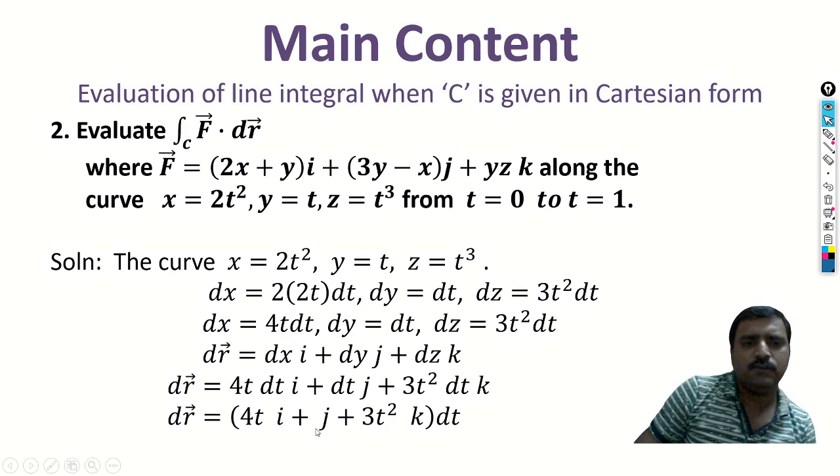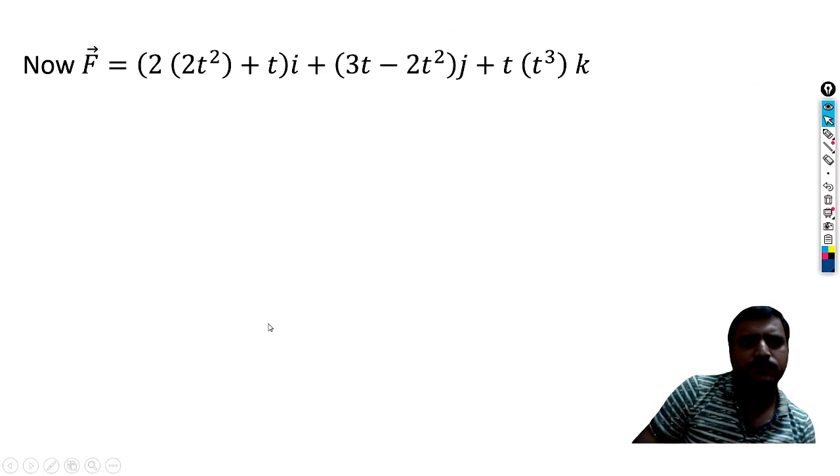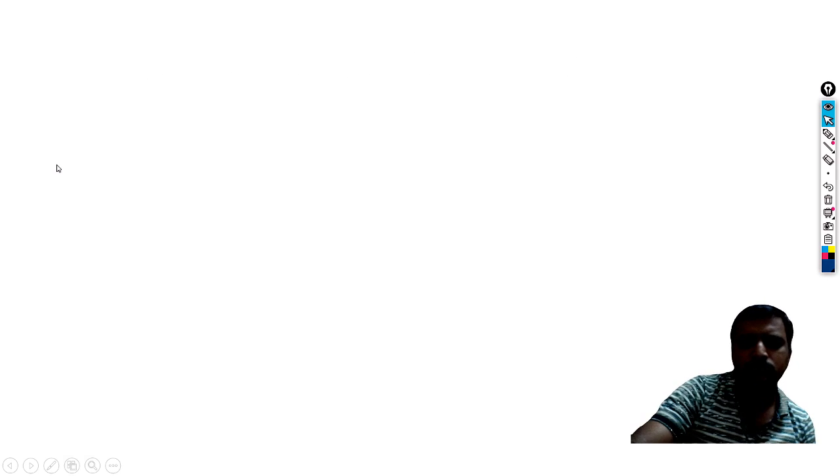Simplifying by taking dt as a common factor, it is (4t i plus j plus 3t square k) dt. Now we find F dot dr. F dot dr is 2 into 2t square plus t into i. Okay, this is F actually, because we need to find F. What is F?